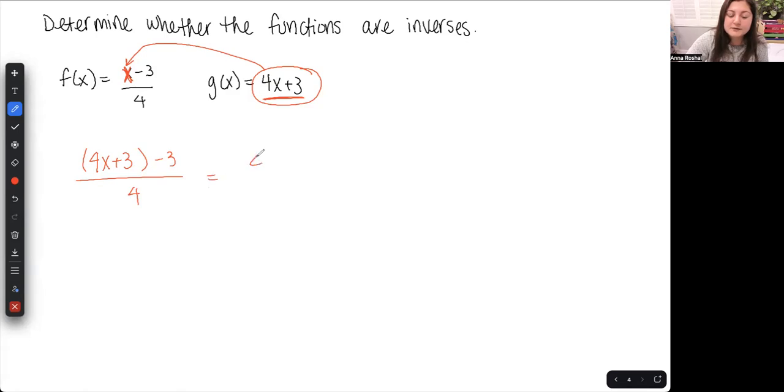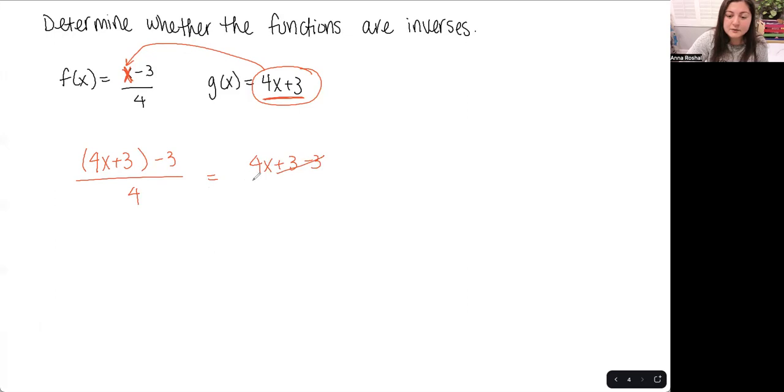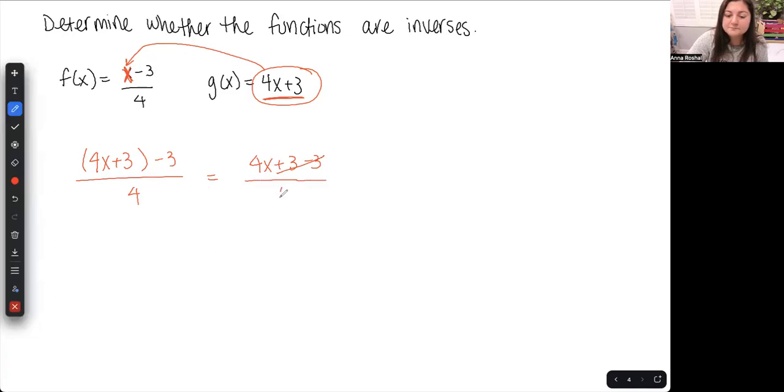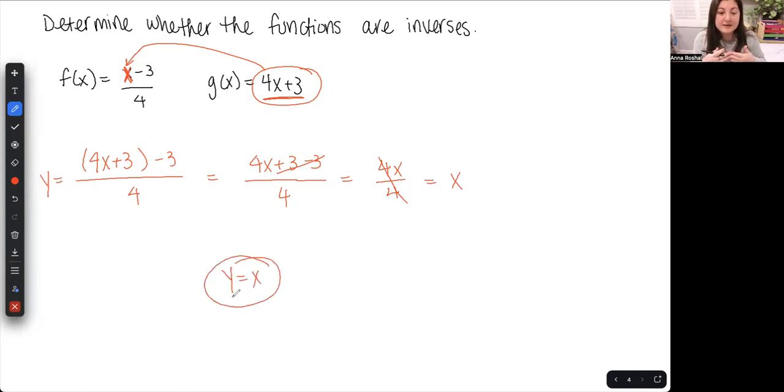So I know my numerator is going to be 4x plus 3 minus 3. These guys will cancel, right? And I'm going to be left with 4x over 4. I know these guys will cancel. And I'm just going to be left with x. Now, if you remember, my original piece is y, right? So when my 2 functions create this y equals x answer, when I plug one into the other, I know that they are inverses of each other.